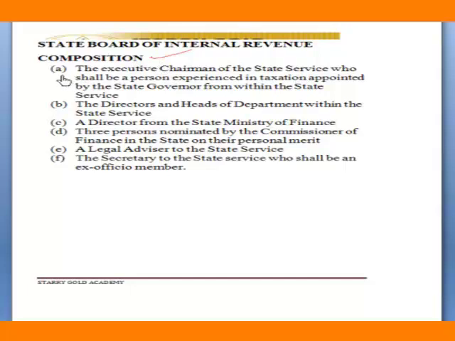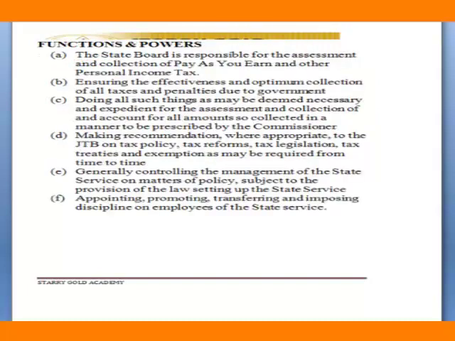The composition is here. It is made up of the Executive Chairman of the State Service, who shall be a person experienced in tax, appointed by the State Governor from within the State Service. That is to say, he must be somebody in the State Service that will be appointed to be the Executive Chairman of this board. Next, the directors and heads of department within the State Service, the director from the State Ministry of Finance, three persons nominated by the Commissioner of Finance in the States on their personal merit, a legal advisor to the State Service, the Secretary to the State Service, who shall be an ex officio member. This is the composition of the State Board of Internal Revenue.